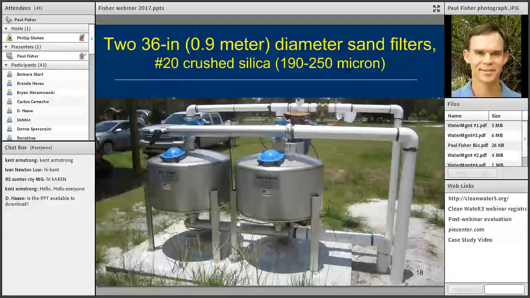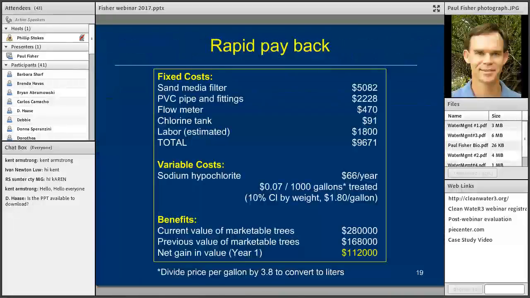Sand filters are particularly good when we've got an iron problem because they're a depth filter, and so the particles get caught through the layers of sand in the filter. Now in this case, the grower was able to get a very rapid payback on their investment. And recalling an earlier slide, we said, figure out how you are going to get a return on investment in any water treatment system that you put in place.